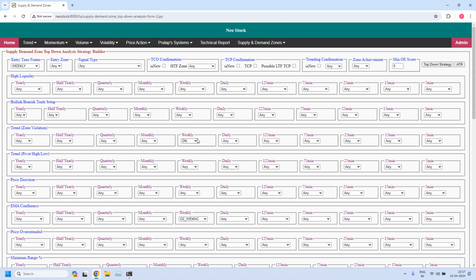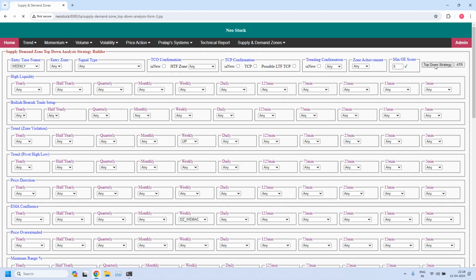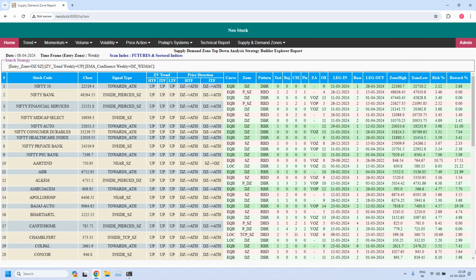If the list is big, then we will check that both the trends should be uptrend. Downtrend is selected. Let me change it to uptrend. Okay, now the trend is uptrend, and the weekly demand zones are having a weekly EMA confluence. So this is the high probability setup. See, we have so many stocks. They are having a weekly EMA confluence and also uptrend.